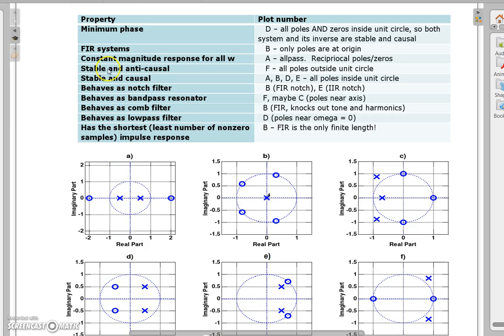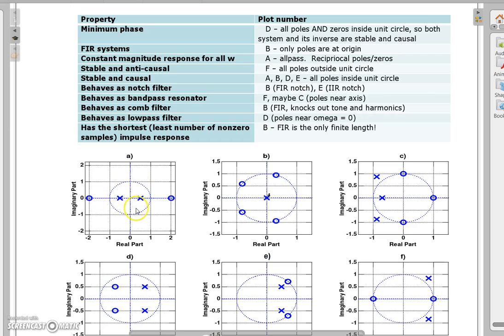All right, the next is, this should be omega, constant magnitude response for all omega. That's a characteristic of an all-pass system, and all-pass systems have reciprocal poles and zeros. So here in A, there are poles at 0.5, zeros at 1 over 0.5 or 2. So these are reciprocal, meaning the locations are one over the other. So this is an all-pass.